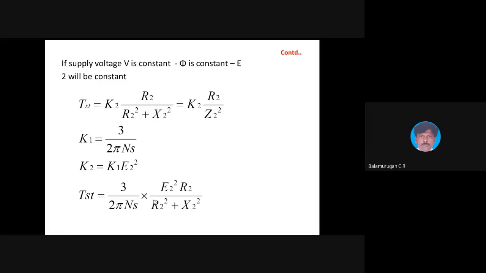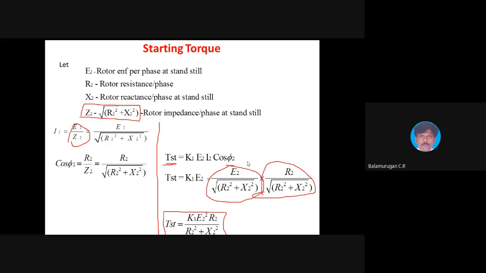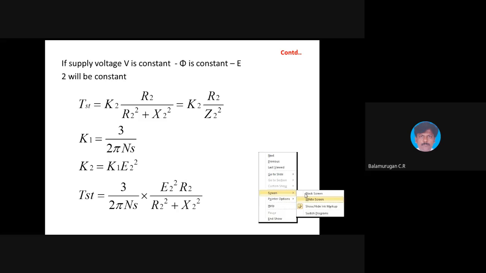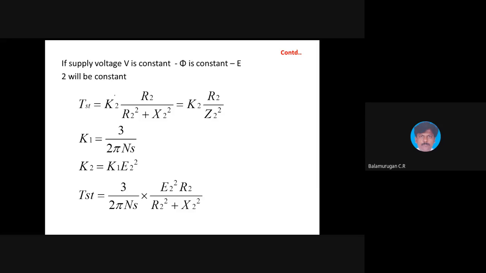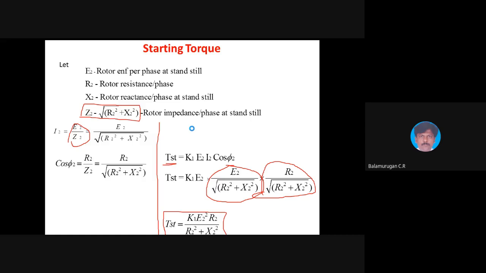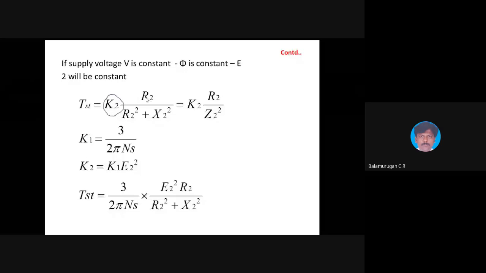Okay, and here we are going to give the K2 as a new constant. So here K1 E2 squared will be K2. So what is the value for this K2? From the previous equation, this K1 E2 squared will be considered as K2. Then you will have R2 divided by R2 squared plus X2 squared. So this will be given as Z2 squared, impedance squared, K2 into R2 divided by Z2 squared.